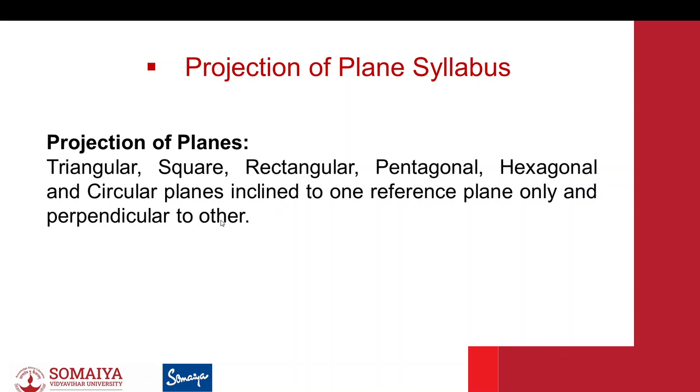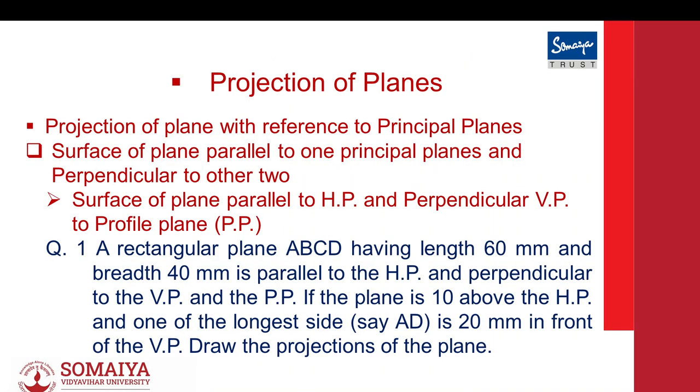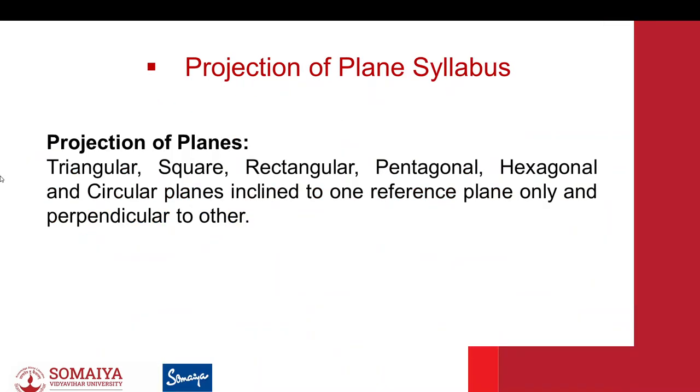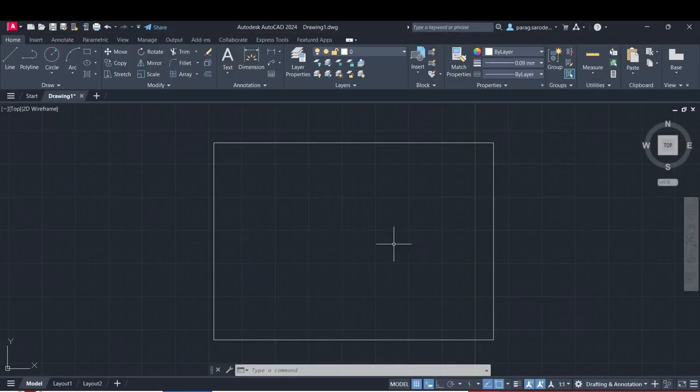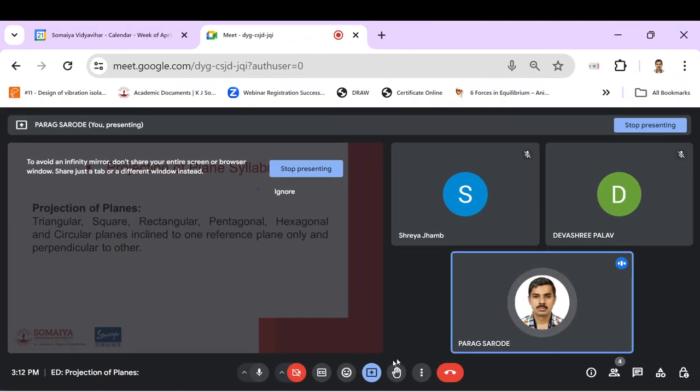Okay. So before we proceed to the questions, we will go through how we draw these objects, that is triangle, square, rectangle, pentagon, hexagon, and circle. For that we will shift to AutoCAD. Let us switch to the AutoCAD mode.